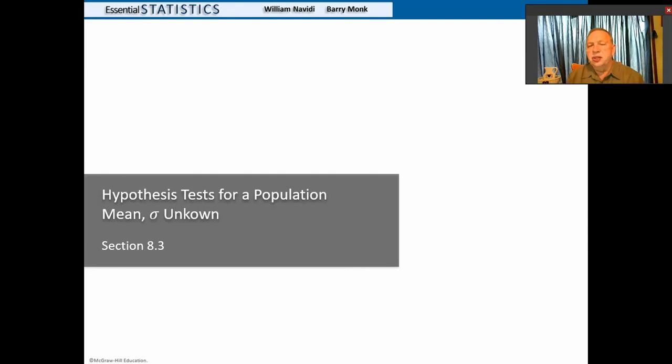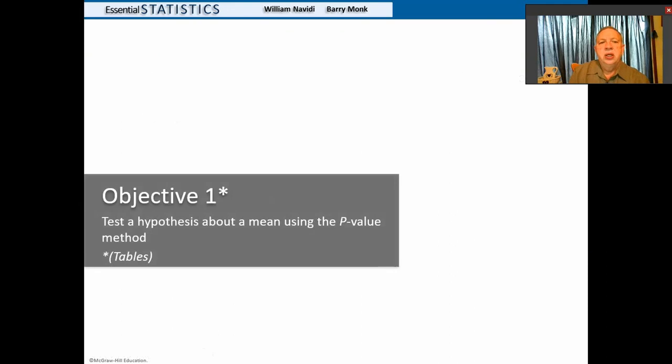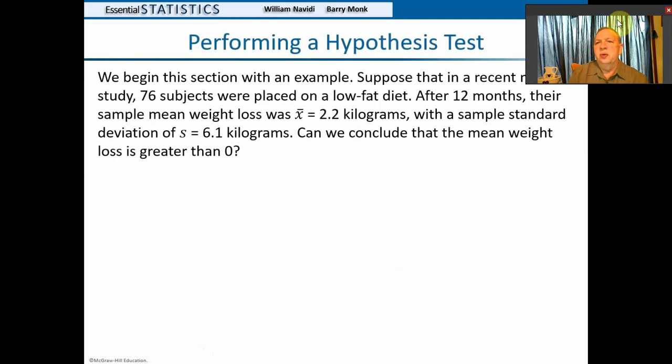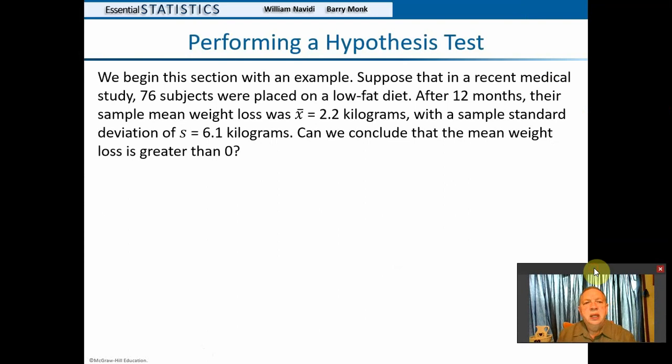Hypothesis test for a population mean. I'm still talking about the population mean at this time, but sigma is unknown. If we don't know the population standard deviation, we get it from the sample that we use to do our test with. So let's get started. Our objective: test a hypothesis about a mean using the p-value method. We talked about p-values before. So here we're going to do a hypothesis test.